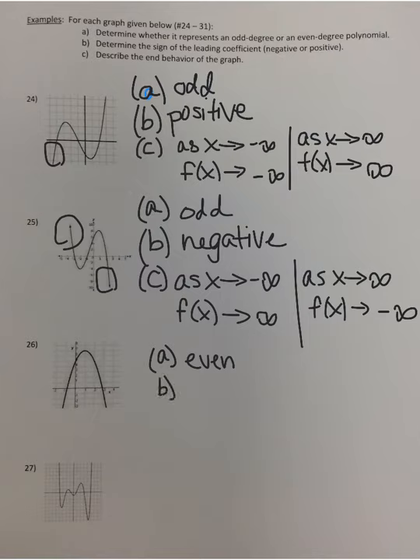Okay, B wants to know whether we have a positive or negative leading coefficient. Remember, when we want to find the leading coefficient, just look at what it's doing on the right-hand side of the graph, and this is going down. So that's going to be a negative leading coefficient.